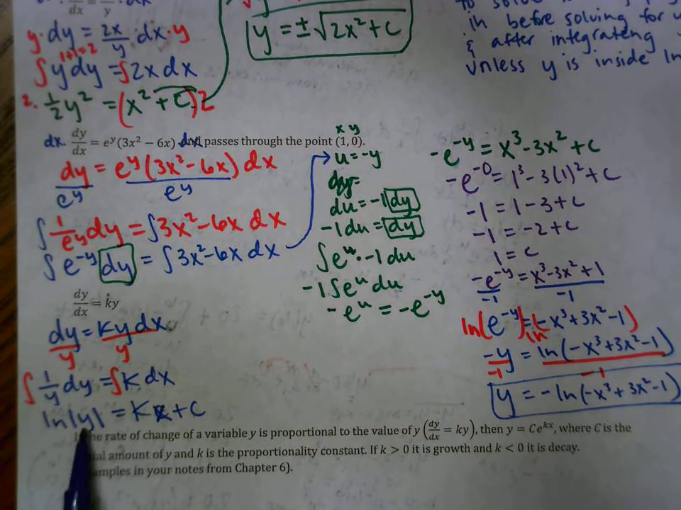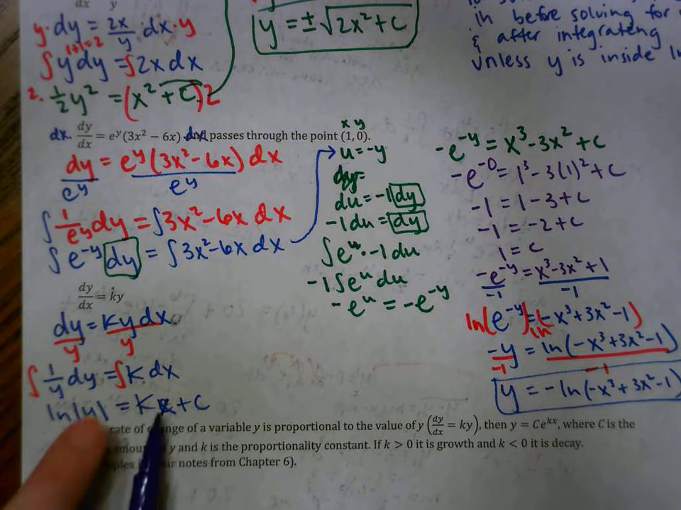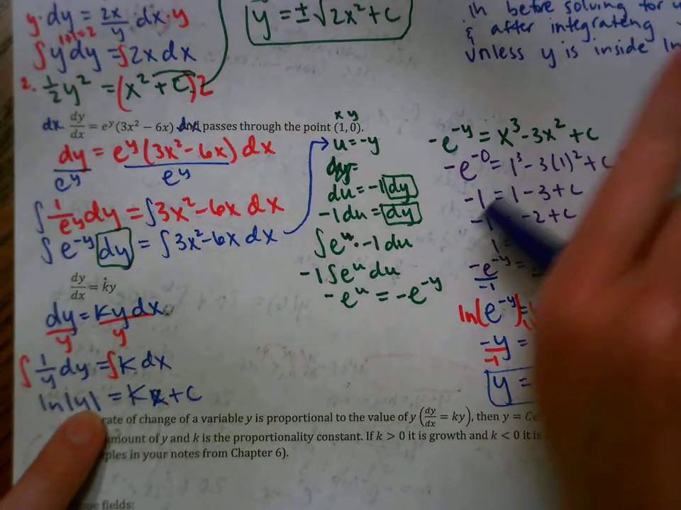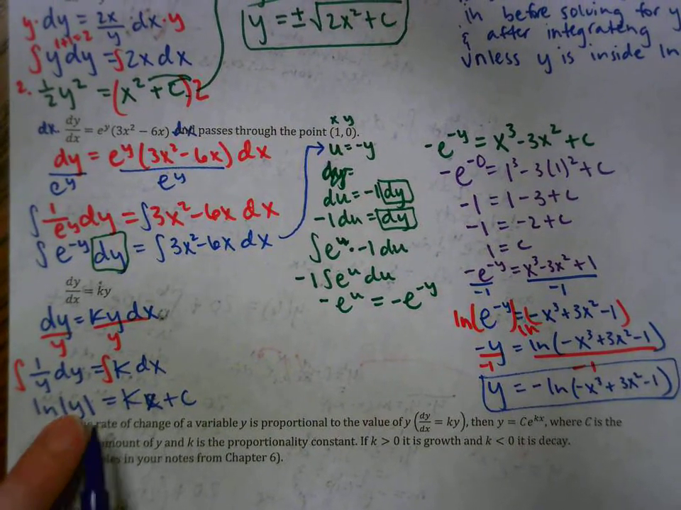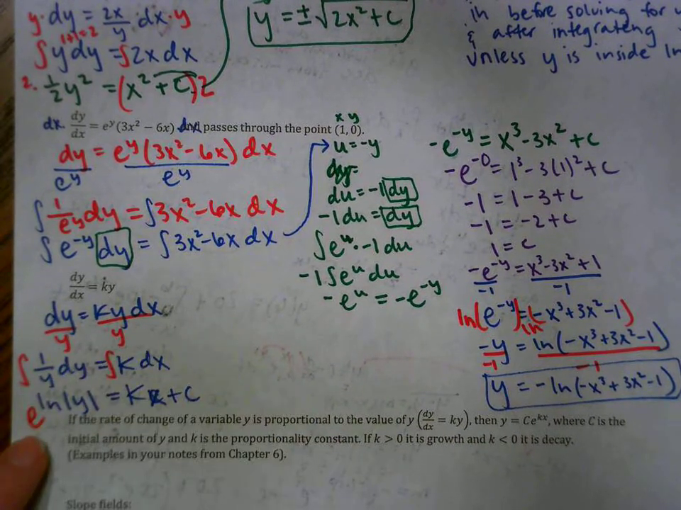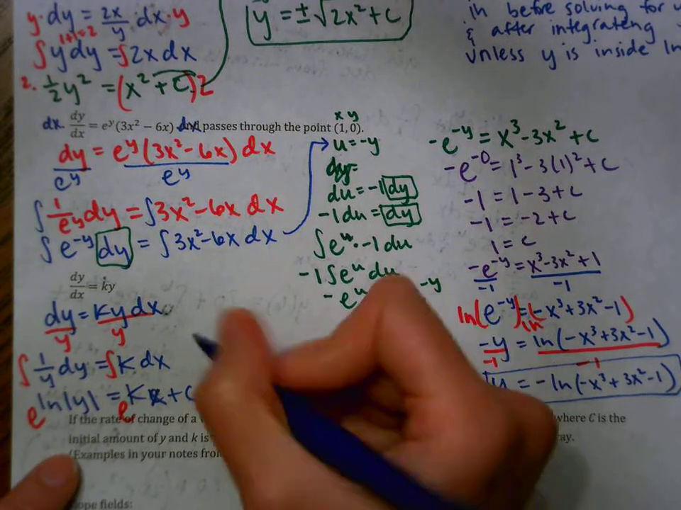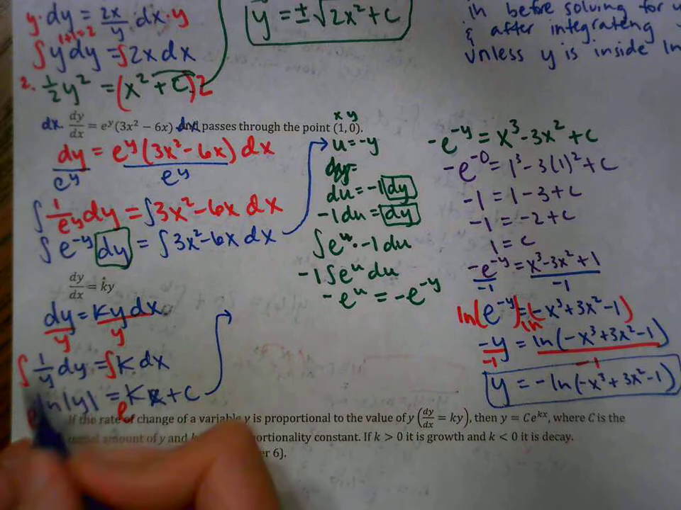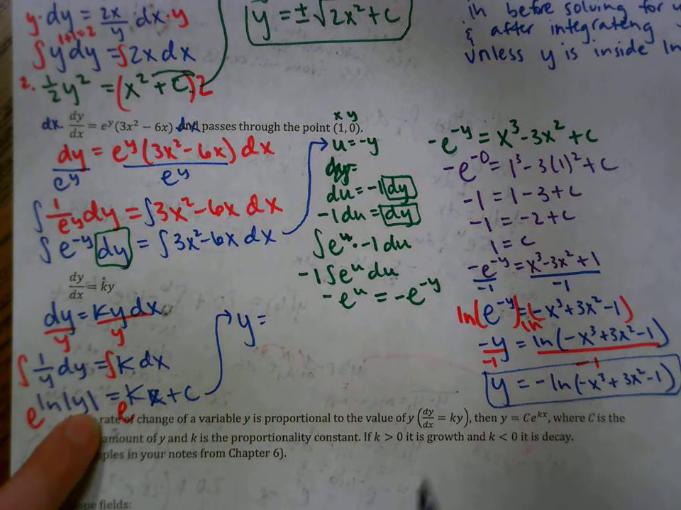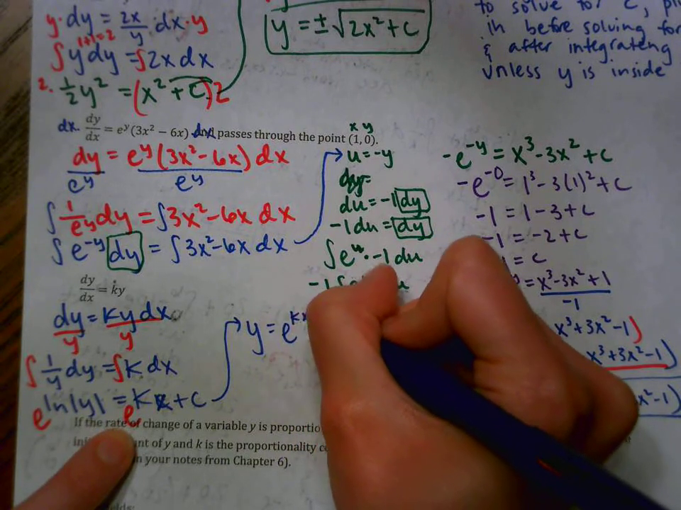So in this problem, if it gave us an initial condition, we wouldn't plug in our x and y yet to solve for c because y is inside of natural log. So we want to get the y outside of the natural log first. So how do you get y outside of natural log? You raise it to the base e. Raise this side to the base e. So that becomes e and natural log cancels, so you're left with just y, the inside. And this becomes e to the power of kx plus c.